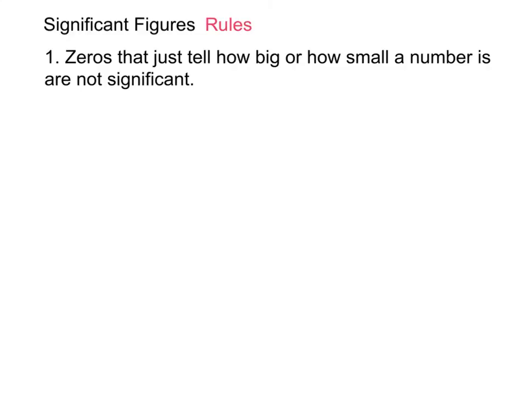Let's look at a couple numbers. Okay, 3,000 or 30,000. Those zeros that trail there are not significant. They just tell me how big or how small, and if I put it into scientific notation, those zeros would go away. Same thing with this very small number. If I put it into scientific notation, those zeros would go away. So these are not significant.